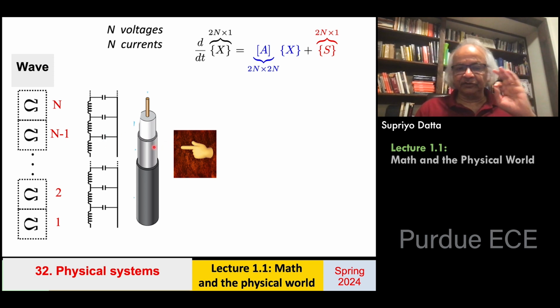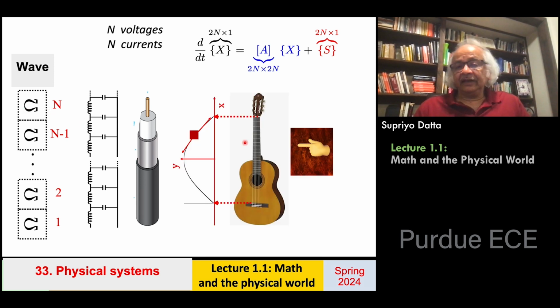To get an accurate description of your coaxial cable, you have to go to the limit when the length of each section becomes very small, tends to 0. But the basic picture is the same. It's a string of oscillators. Another totally different physical system that could be described the same way, and we'll describe this, is a transverse acoustic wave on a guitar. In a guitar, you have strings tied between two fixed points, and you pluck them and they vibrate. It will be described by almost exactly the same equations.